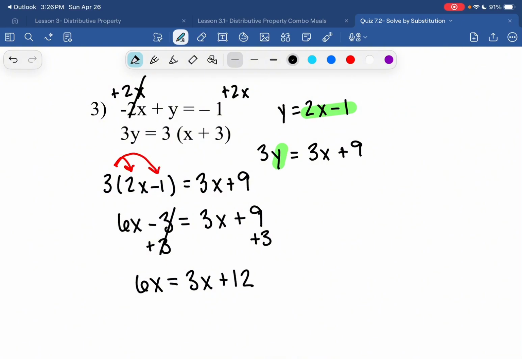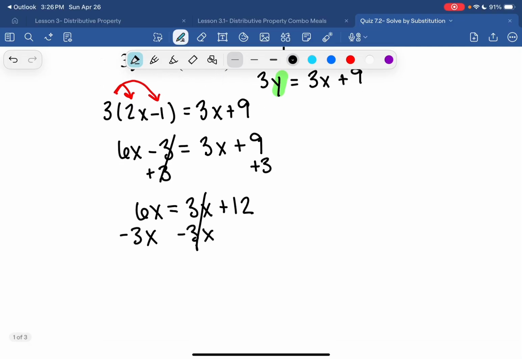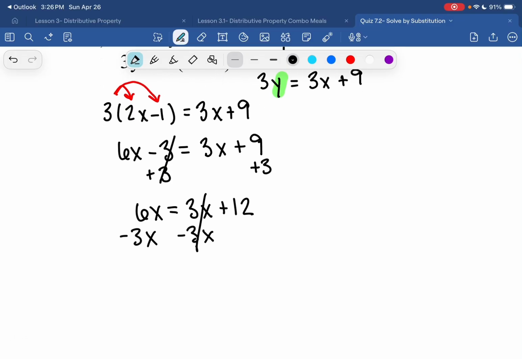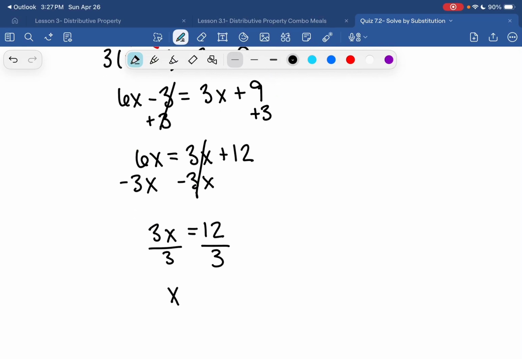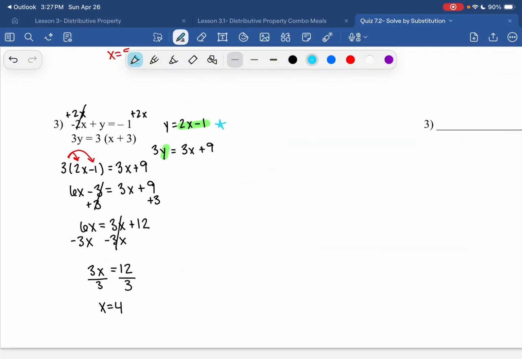Okay, well I now need to move my 3x to the left side of the equal sign. So the opposite of positive 3x is negative 3x, which those cancel. I do the same to the other side. So now I have 3x equals 12. And now I just have a one-step equation. So I'm just going to divide by 3 to isolate the variable, and I get x equals 4. I'm going to take x equals 4, and I'm going to plug it into this equation here.